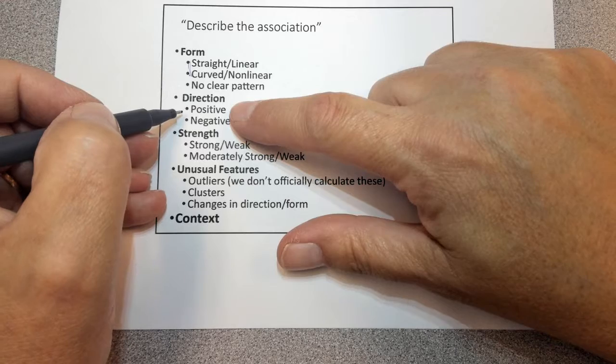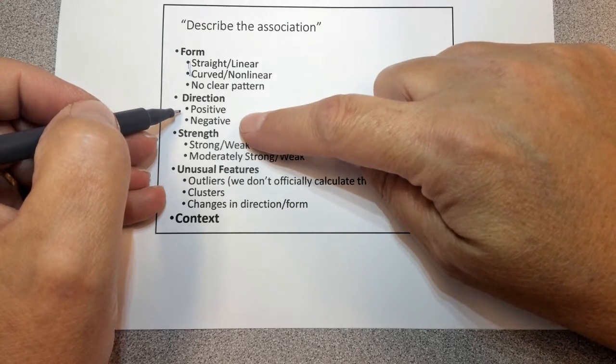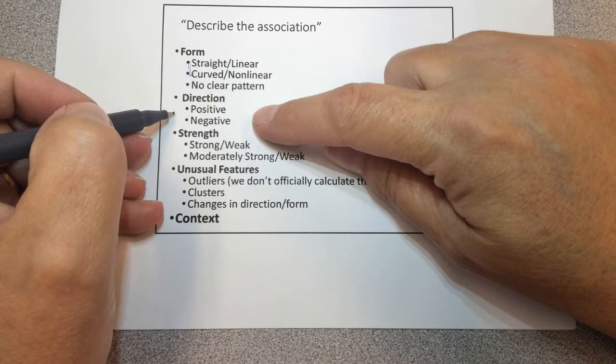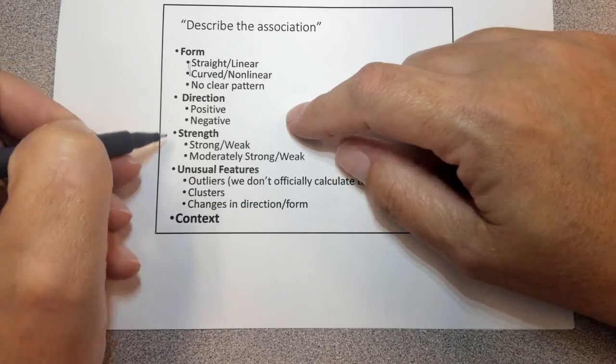So direction, there's not really anything that links to in the one variable data. Form is like shape. Direction is something that's specific just to two variable data.